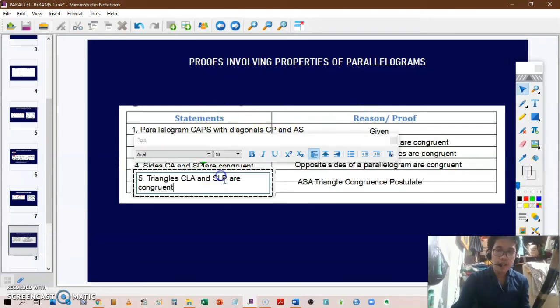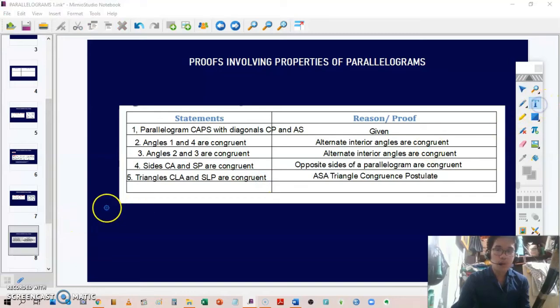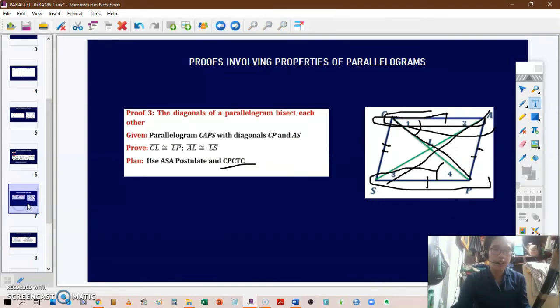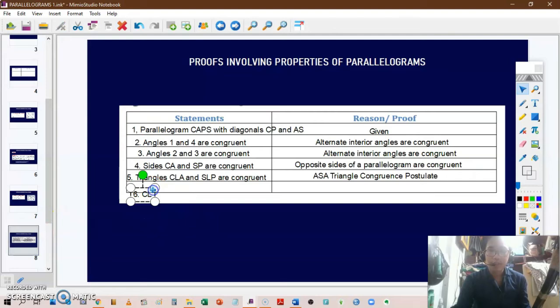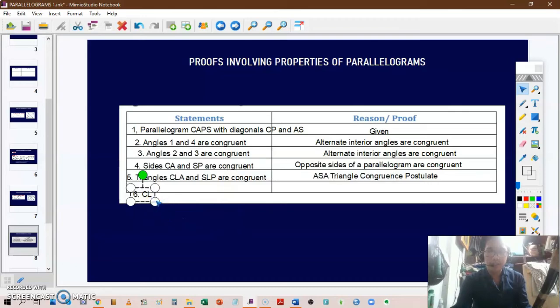And lastly, guys, on our proof here, for the sixth part, what we want to prove is that CL is congruent to LP and AL is congruent to LS. Let's go back here. Let's write that neatly.